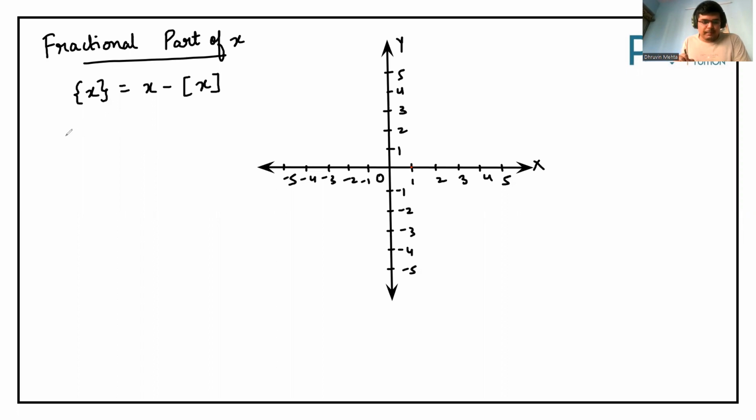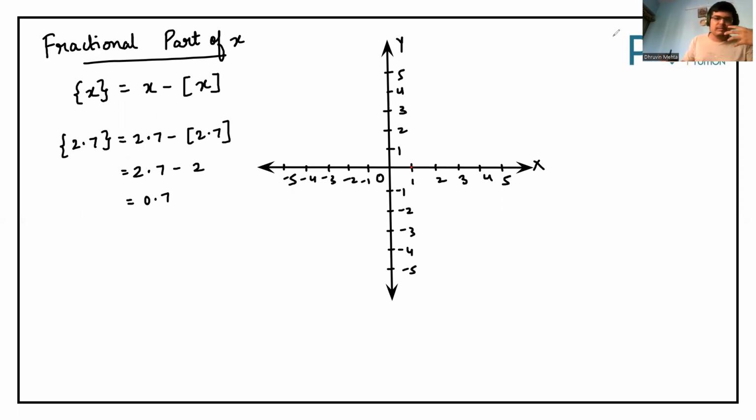Let's take an example. If I ask you what is fractional part of 2.7, it will be 2.7 minus greatest integer function of 2.7. Greatest integer function of 2.7 is 2, so this is 0.7. Do you realize fractional part simply means the decimal part, because it is a fraction because of that decimal value, and here the decimal is 0.7, right? In this original number, the decimal is 0.7. Now let's take a negative example. If I ask you fractional part of minus 3.4, what do you think?